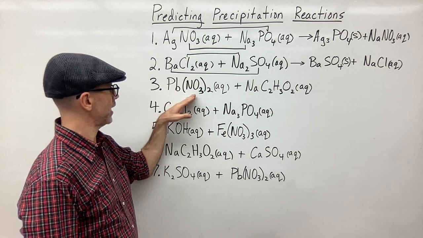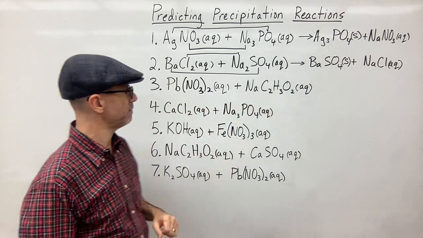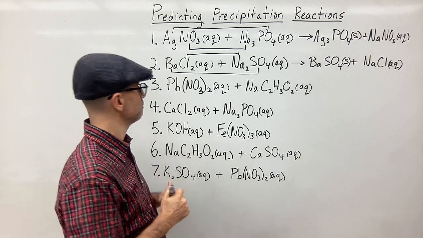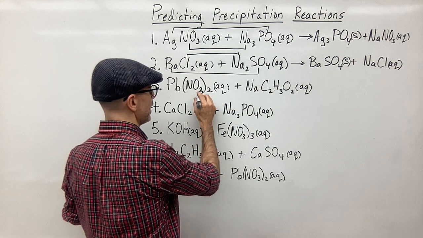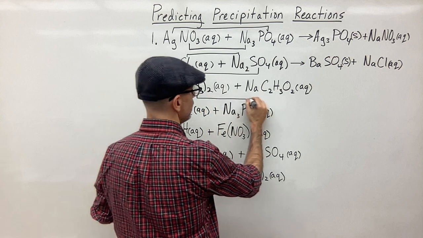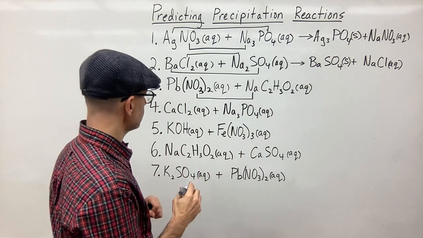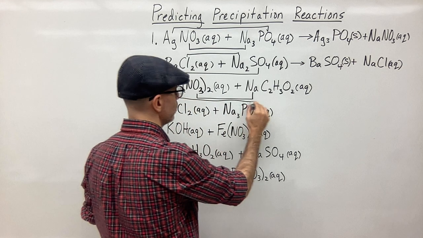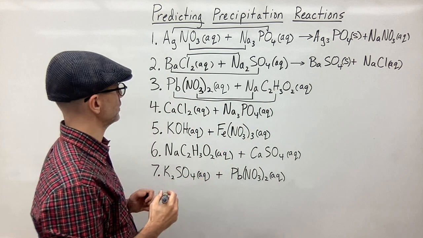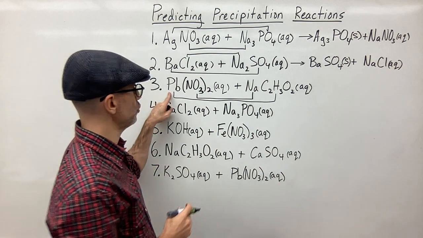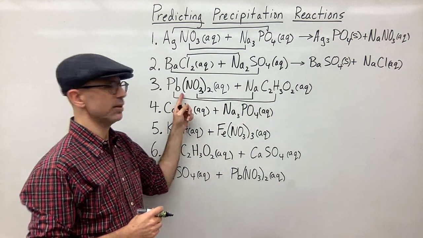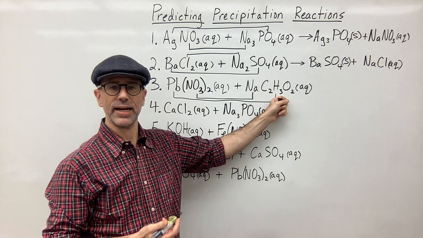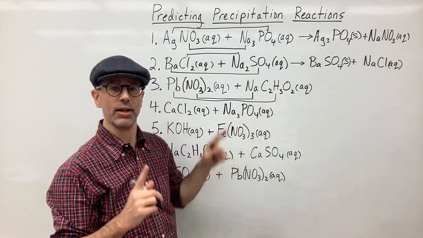Here we have lead-2 nitrate mixed with sodium acetate. So again, first thing we're going to do is form our possible products. So we'll put the inside ions together, so the nitrate and the sodium. And we'll put the lead-2 ion together with the acetate ion. So let's see what happens here. So lead-2 to acetate. So the lead-2 ion has a +2 charge. The acetate ion has a -1 charge. So we need to balance the charge.